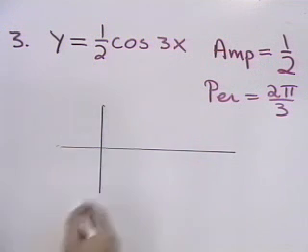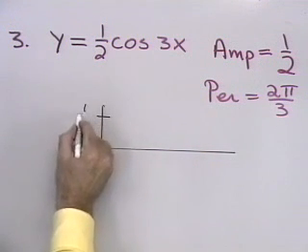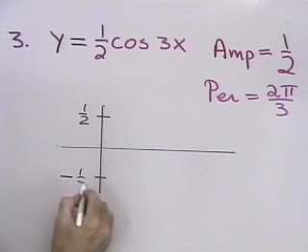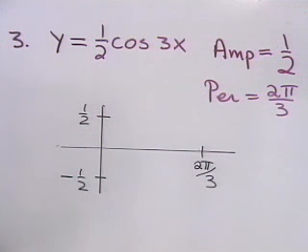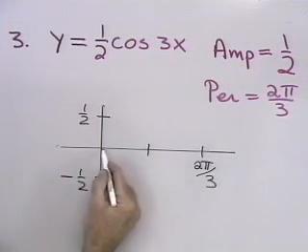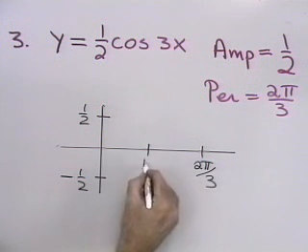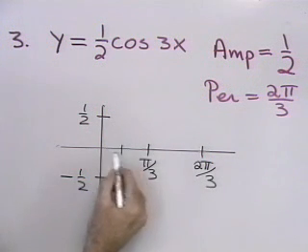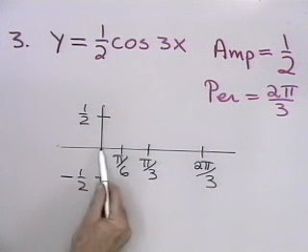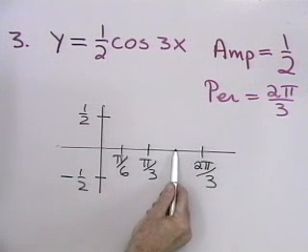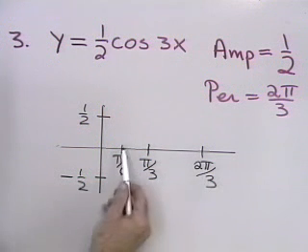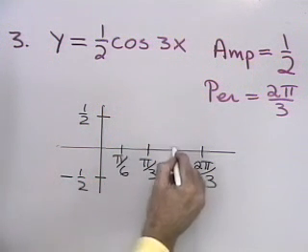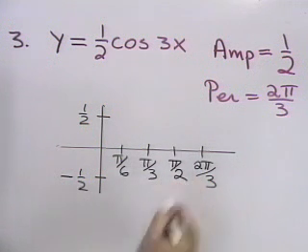So let me mark the x-axis, or first let's mark the y-axis. The amplitude is 1/2, so it'll go up to 1/2, down to -1/2. The period is 2 pi over 3, so I'll put 2 pi over 3 right there. Halfway between 0 and 2 pi over 3 will be pi over 3, and then halfway between 0 and pi over 3 will be pi over 6. So what I have is 1 pi over 6, 2 pi over 6, 3 pi over 6, and then 4 pi over 6, which reduces down to 2 pi over 3. So 3 pi over 6 will be reduced down to pi over 2.